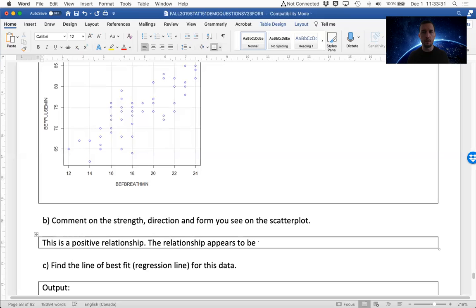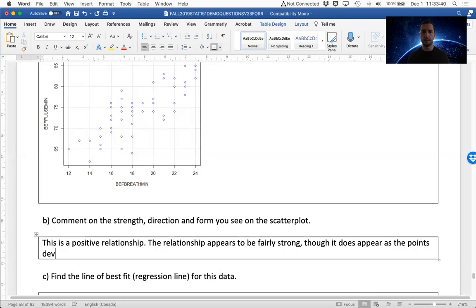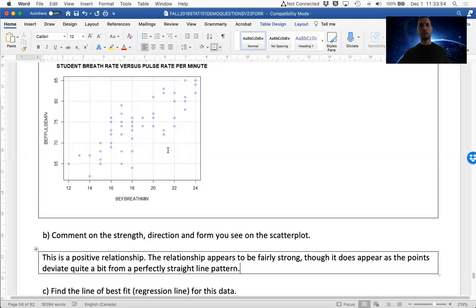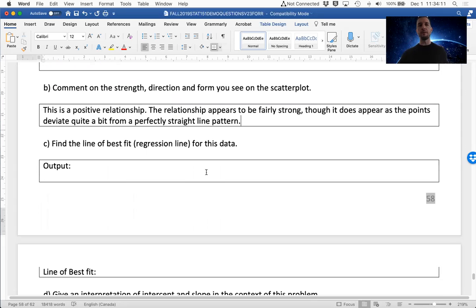appears to be fairly strong, though it does appear the points deviate quite a bit from a perfect straight line pattern. So it's definitely a positive relationship, but we see a lot of dispersion. If you were to put a line down the middle of the scatter plot, you would see that the points are still quite a bit spread away from that line, as opposed to being exactly on the line.